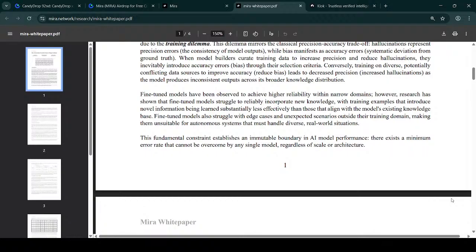Outside the training domain, a certain level of autonomy is needed, and the system must handle diverse real-world situations. This is fundamental. There is an immutable boundary in AI model performance: a minimum error rate that cannot be overcome by any single model, regardless of the scale of the architecture, guys.